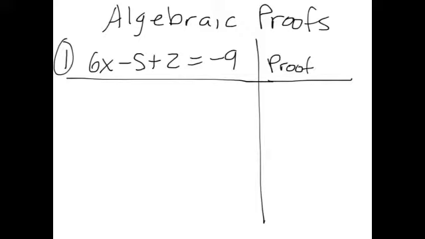Alright, time for the videos for the algebraic proofs assignment. So in each of these you have an equation to solve for the variable that's given, and then for each step you need to list out what's the property that lets you do that particular step.